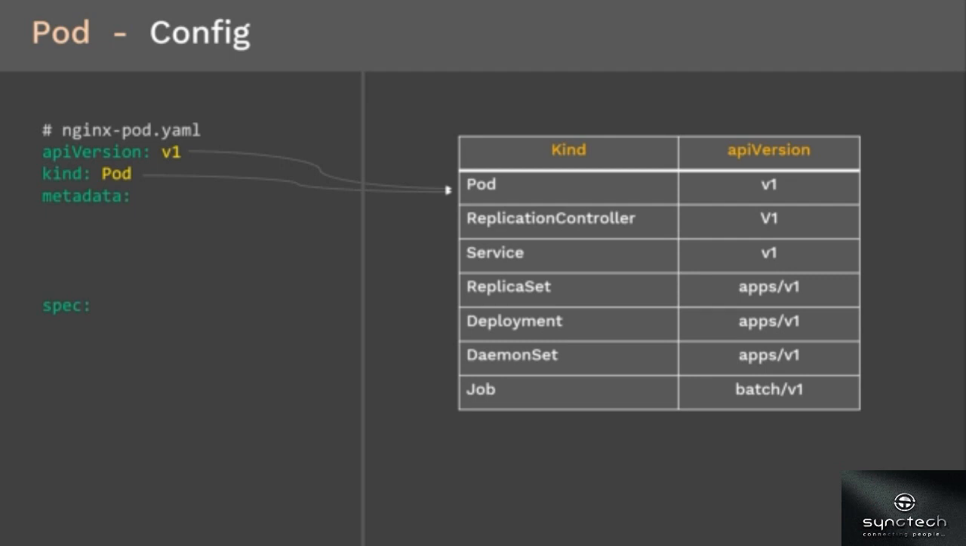So what does this mean? At a high level, if an API version is v1, then that Kubernetes object is part of the first stable release of the Kubernetes API. So it contains many of the core objects, which include pod, ReplicationController, and service. All these objects are part of the first stable release of the Kubernetes API.